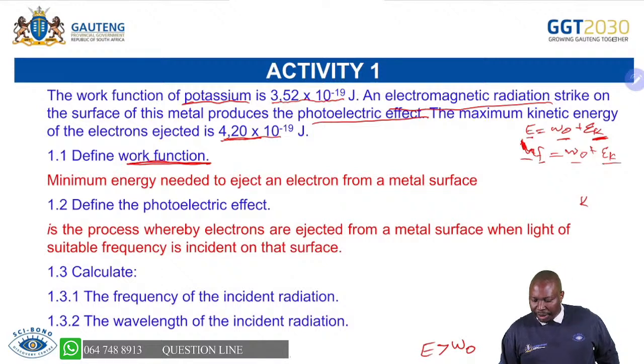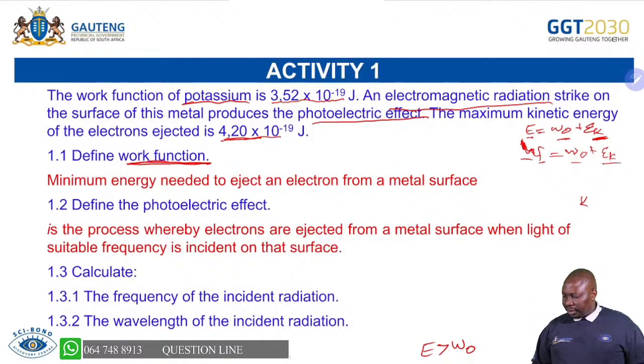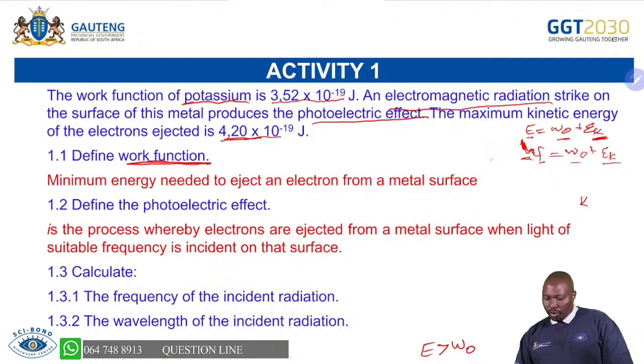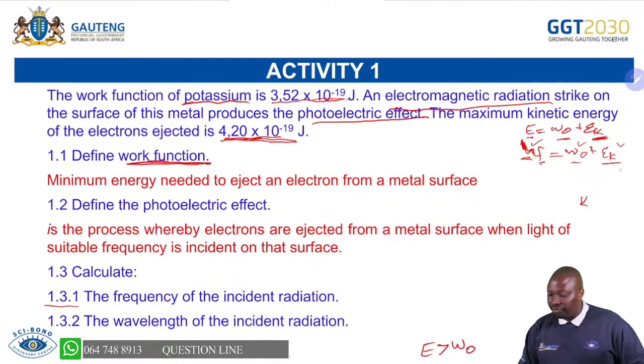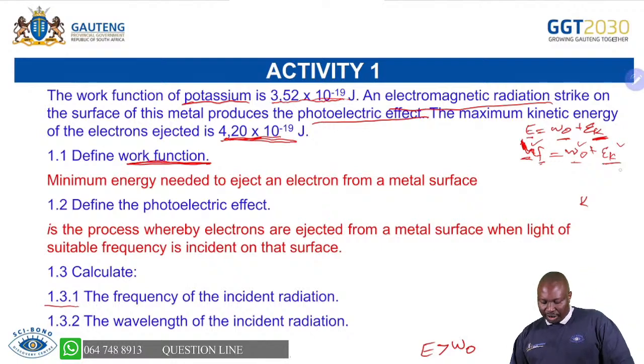Welcome back. Hoping that you have enjoyed doing the activity. As I indicated, H was given, which is a constant, 6,63 times 10 to the power of minus 34. We were asked for 1.3.1 to calculate the frequency. Work function 3,52 times 10 to the power of minus 19, and then EK max was 4,20 times 10 to the power of minus 19. So all you had to do was substitute that and H and look for frequency. Obviously, we divide both sides by H, which is Planck's constant, 6,63 times 10 to the power of minus 34. Then you are able to get your frequency.